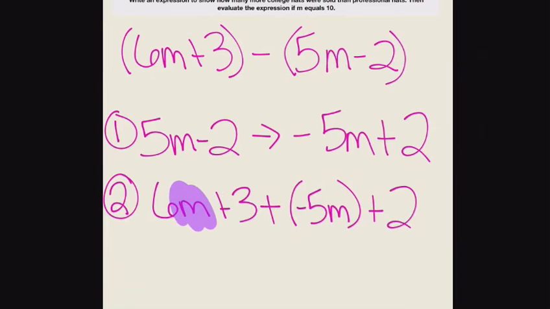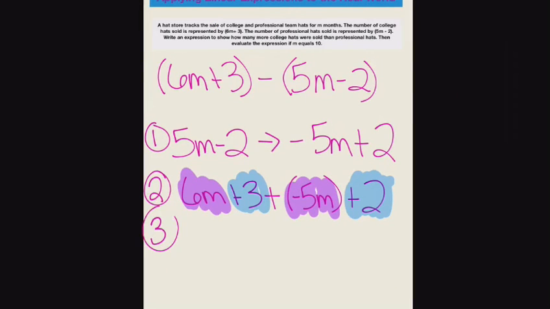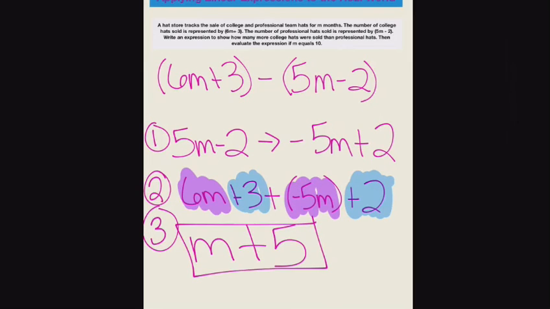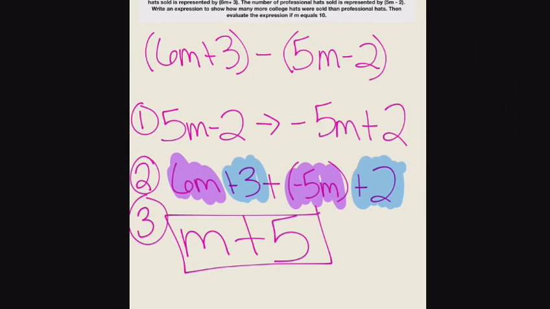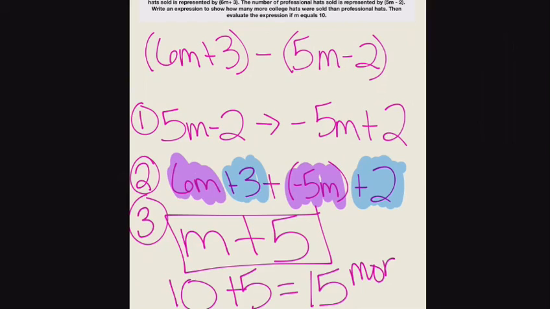Go ahead and color code like terms. So we've got 6m and negative 5m. And positive 3 and positive 2. Combine your like terms. 6m and negative 5m is m. 3 plus 2 is 5. So our simplified expression is m plus 5. Now the problem also asks you to evaluate if m equals 10. So if we plug in 10 for m, we can see that they sold 15 more hats.